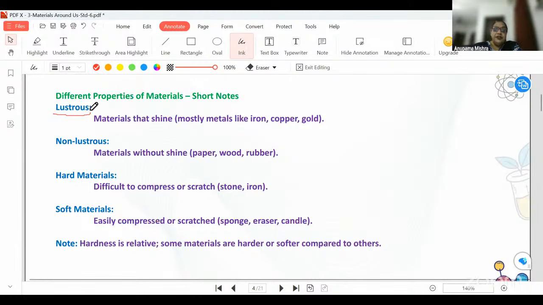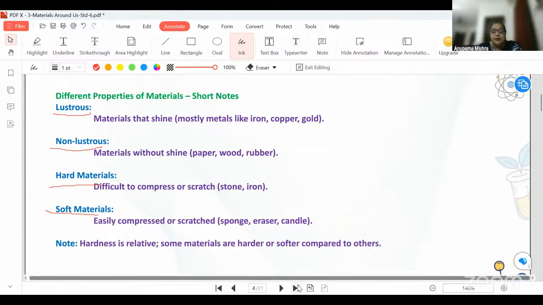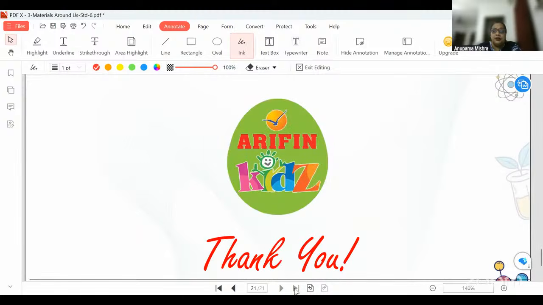Hard materials are difficult to compress or scratch, like a stone or iron. Soft materials are easily compressed or scratched, like sponge, eraser, candle. Hardness is relative. Some materials are harder or softer compared to others. So these are some of the properties of materials, and we use the different properties according to the purpose of the thing.